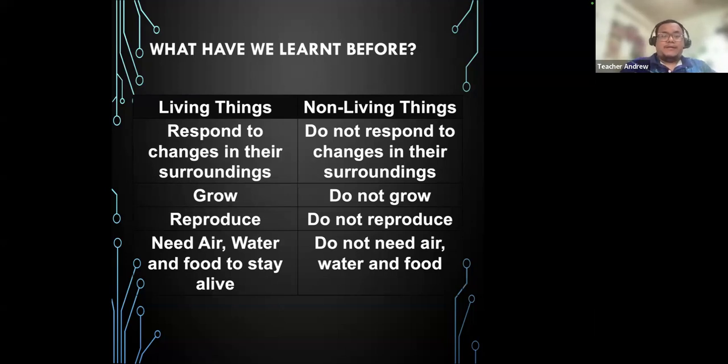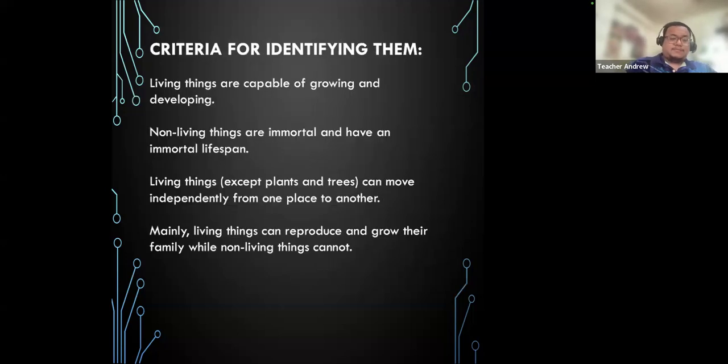Lastly, the most important difference: living things need air, water, and food to stay alive. However, non-living things like stone do not need air, water, and food. No matter how you give a bowl of rice or a bowl of macaroni to a stone, the stone will not eat it because it is a non-living thing. However, if you give macaroni to a baby or a toddler, he or she will finish it very fast.